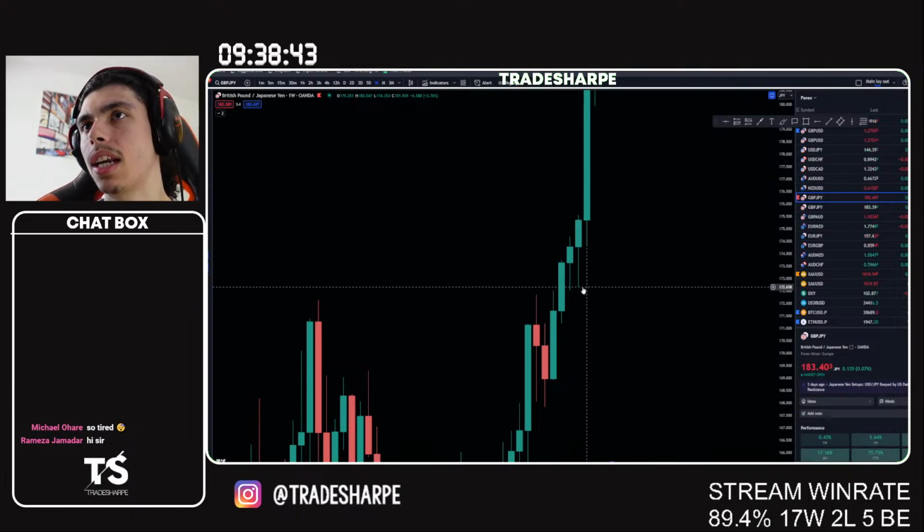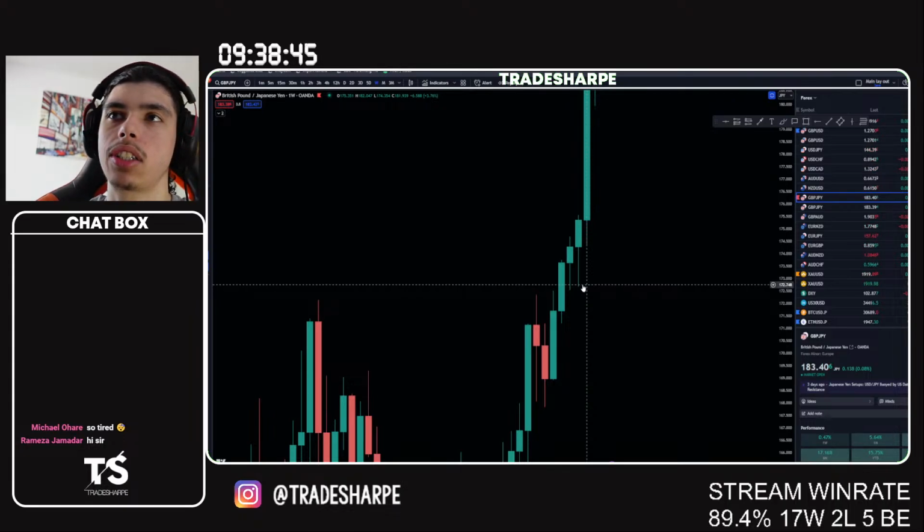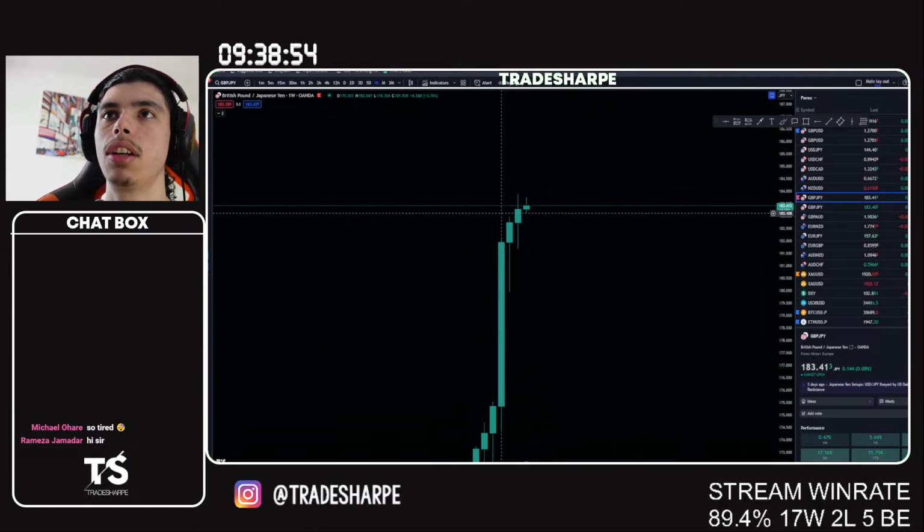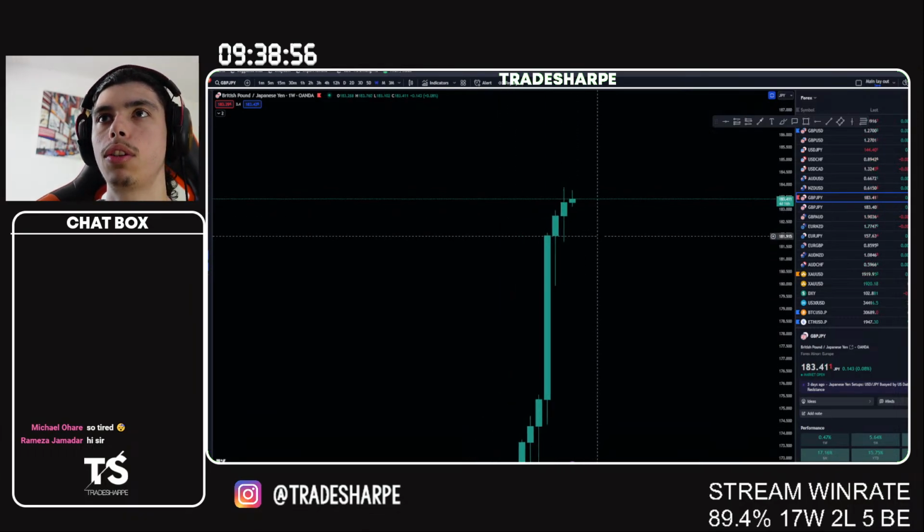That type of pullback there is kind of like a spring, not like a spring, like a rubber band, kind of grabbing liquidity and showing that price is rejecting from the downside, and you can expect that upside move. Do we see the same thing here? No, we kind of see momentum start to fade here.